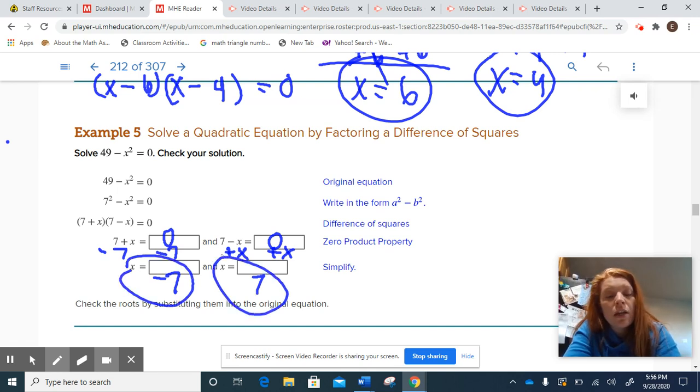Okay. If you wanted to check your answer, you could plug it back in and make sure it equals 0. That's what they're saying here at the bottom. So if something doesn't look right, plug it back into your original equation if you want to know.